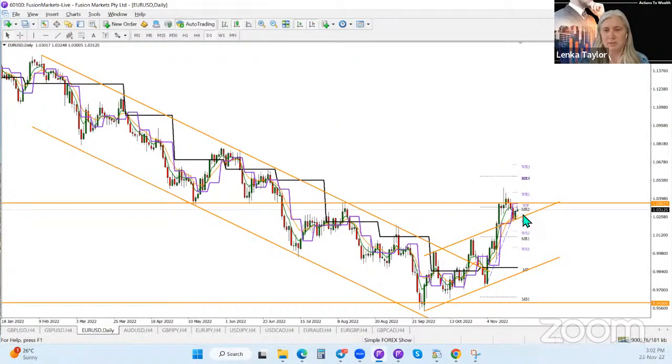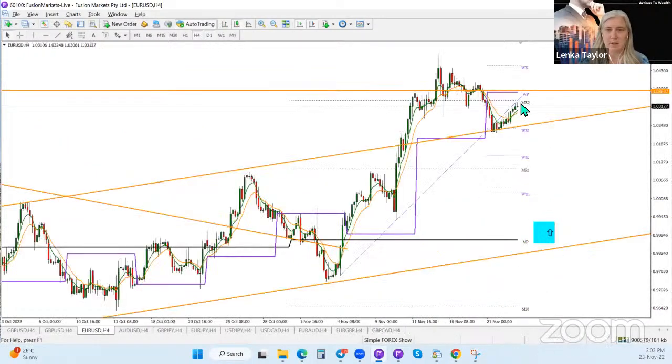There's a potential that this is going to come back into the channel and go further down. So just watch out for that. If that happens, that's the shorter time frame channel that is forming here. Otherwise, just wait for it to go to the bottom of the channel, which also sort of lines up with the monthly pivot, and then looking for long opportunities there.